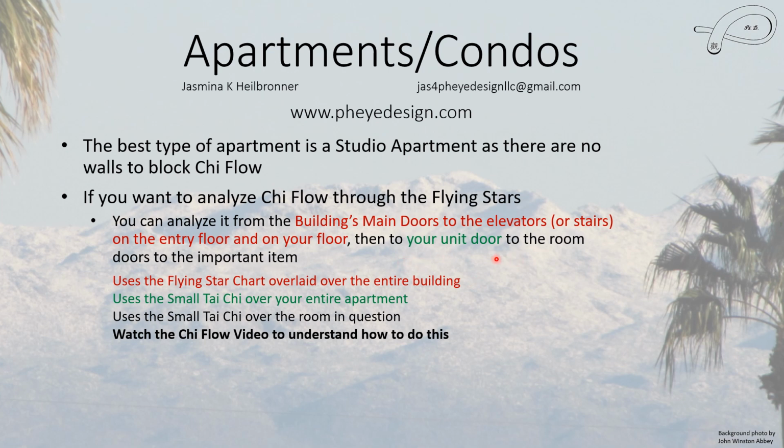Then when you look here, you're going to use this small Tai Chi over your entire apartment to find out what star you have there and see if energy flows from the elevator to your unit door, and then to the room door and the important items. That's when you do the small Tai Chi over that room in question. I do have a Chi Flow video that you can watch to understand how to do this.